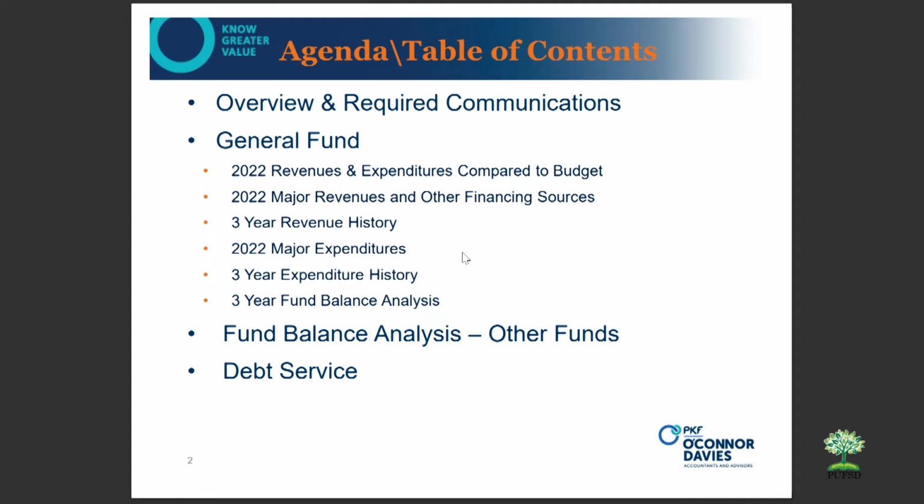Okay, so briefly, we're going to go over some of the required communications that auditors are required to provide their audit clients. And then I'm going to really focus just a couple of minutes on various aspects of the general fund, which is your primary operating fund. It's the fund that the voters vote upon each year for how you are to operate. And then we'll briefly touch on some of the other funds you have, and the fund balances in those funds. And then we'll also talk about some of the debt service, your borrowings and your principal and interest.